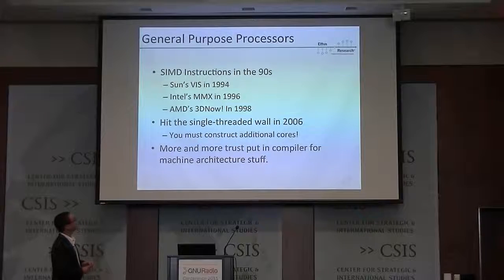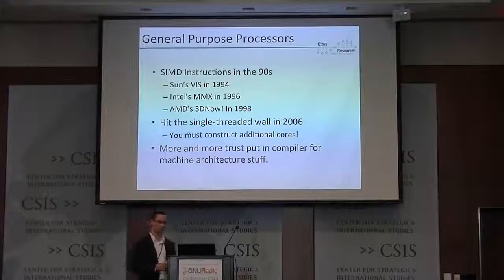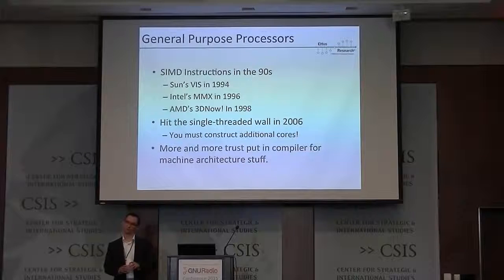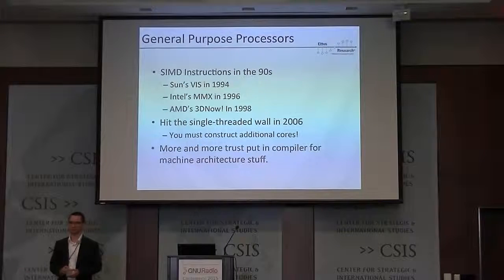So GPPs, we hit the single-threaded wall in 2006. And so now we're putting more and more cores into systems, and we have hyperthreading and that sort of thing. But in general, these systems have become harder and harder to program. Now, that might be a contentious statement, but my argument is even if it's not more difficult for you, it is more difficult for the compiler.